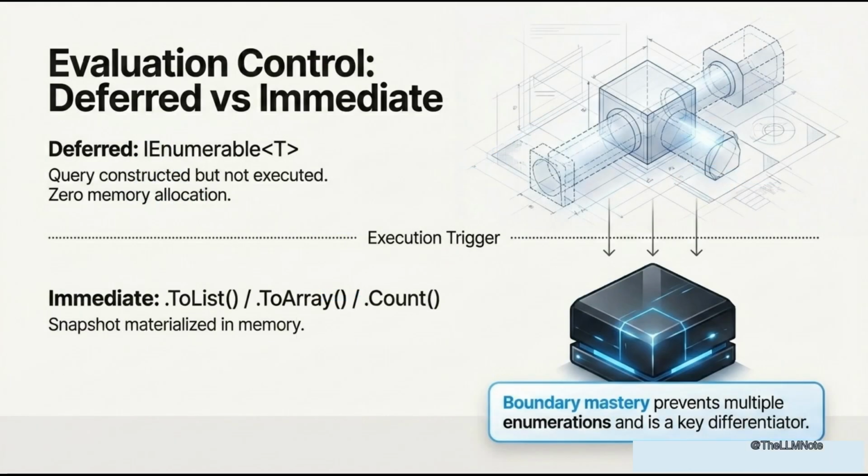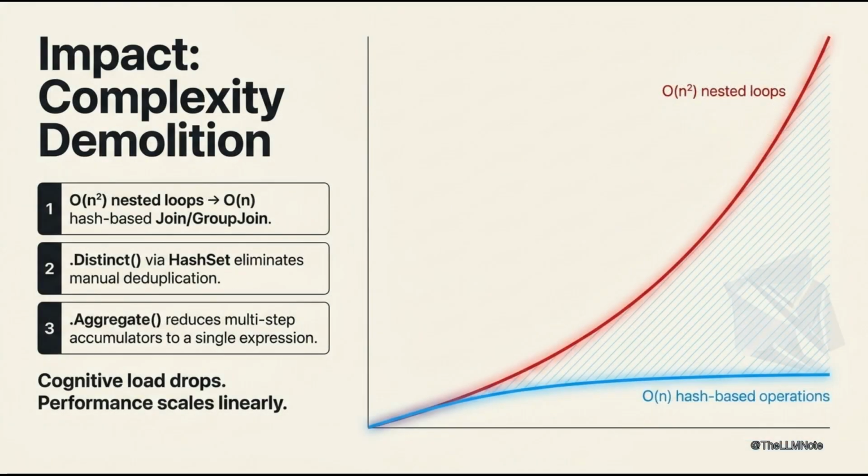Evaluation control: deferred versus immediate. Deferred means the query is constructed but not executed. Immediate, such as ToList or Count, takes a snapshot in memory. Misuse leads to multiple enumerations or unintended execution. Mastering this boundary is a key interview differentiator, but here's where it gets interesting.